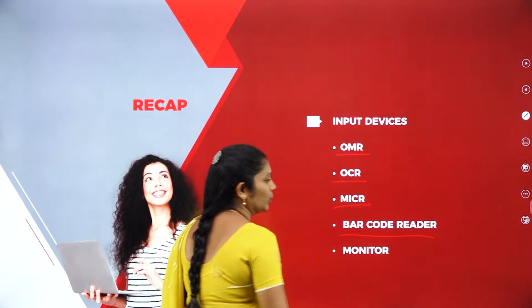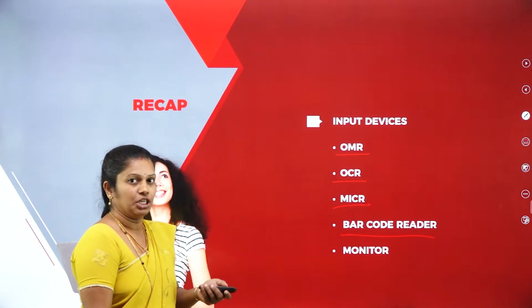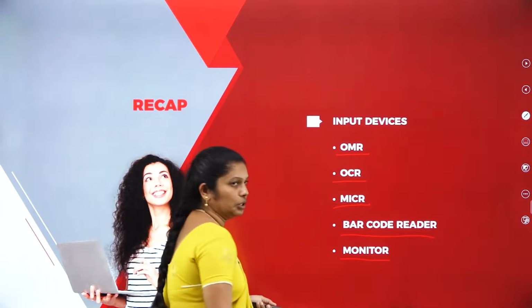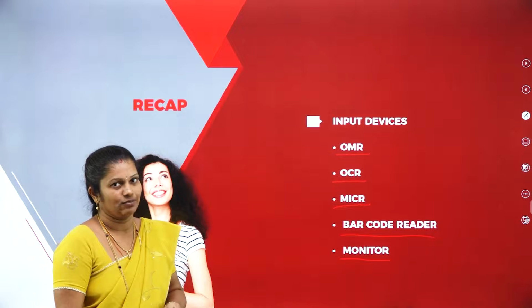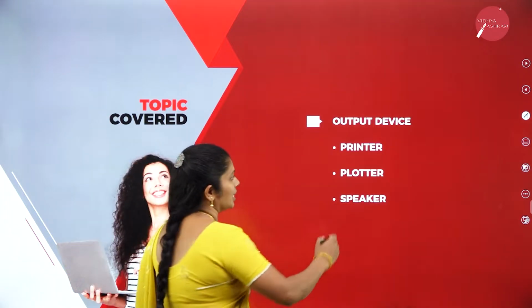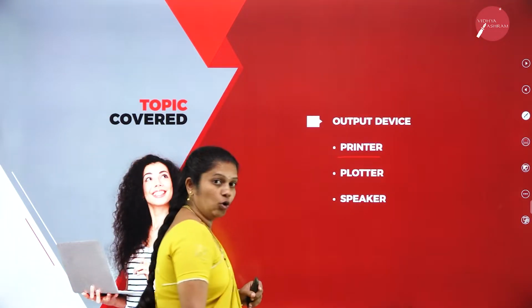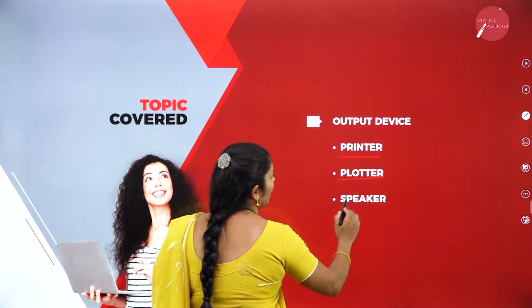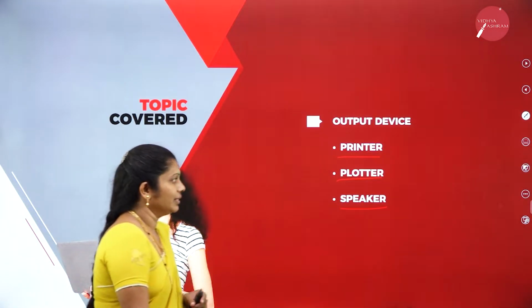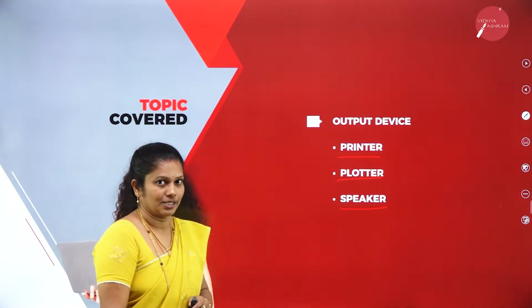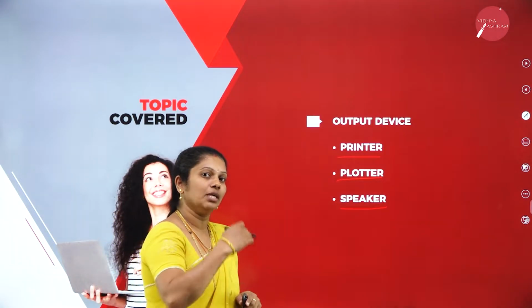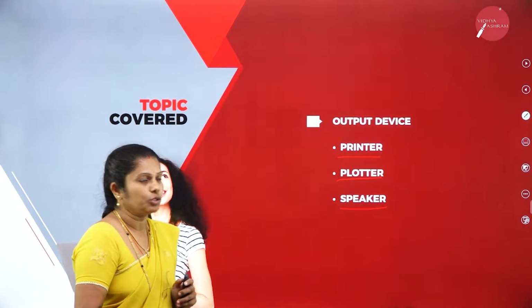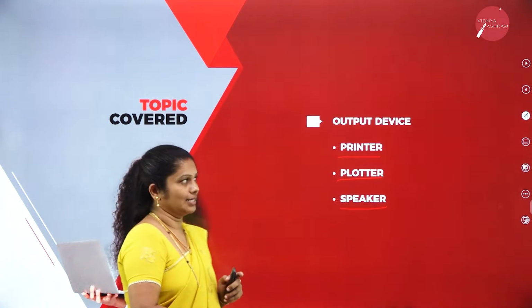With that, the barcode reader, especially used in malls and all, and the monitor, which acts both as an input device as well as an output device. In today's class, you will come to know about output devices: printers, plotters as well as speakers. Printers, plotters, speakers. The monitor comes under both input as well as output devices. Today you will learn about output devices.